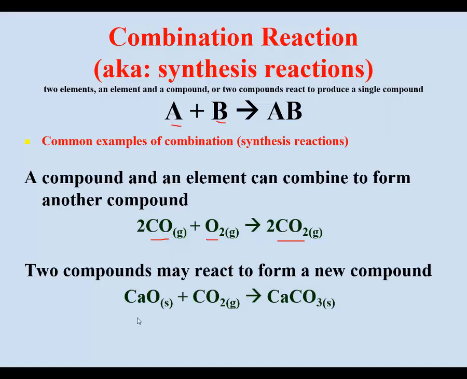Now I may also have two simpler compounds combine to form a more complex compound. So if I have calcium oxide combining with carbon dioxide, we could form calcium carbonate. You notice this is the reverse of the decomposition reaction we looked at when we looked at metal carbonates decomposing to form carbon dioxide gas and a metal oxide, calcium oxide. Okay, but I can tell this is combination because it follows the form A plus B forming a more complex compound AB here.